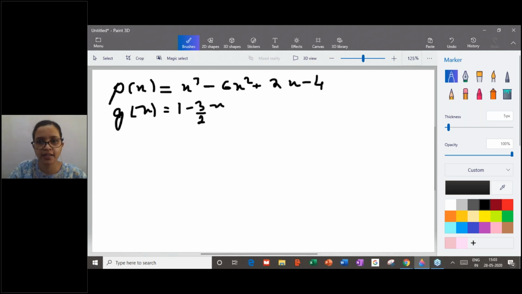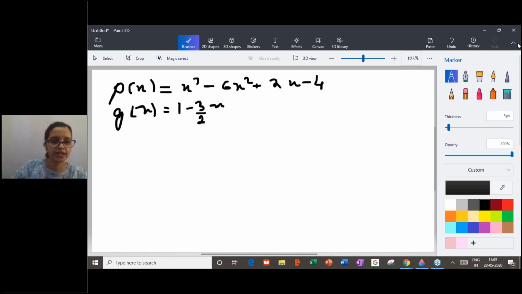Am I getting answers? Yes, Puneet, you're right. Mansi, check your answer. Ritvik, you're missing a sign. The answer is right. It should be negative. Anirban, no. Mansi, no. Check your answers. I think you all have made calculation errors.